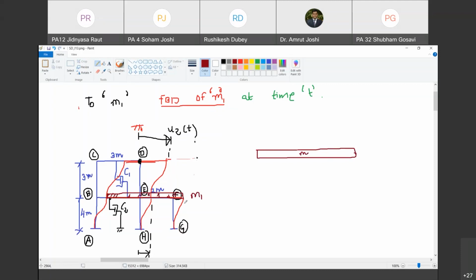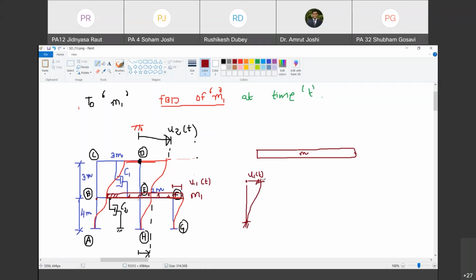Now, this deformation is u1 of t. Do you agree with me? Yes. So all the top points of these columns are displaced at time t by amount u1 of t. Do you agree with me? Yes, sir. Now, I will consider one of the columns as a representative one. So I show this column AB here. In that, A is fixed at the bottom and B is moved by amount u1 of t. Agreed? Yes. So this is the deformed shape.